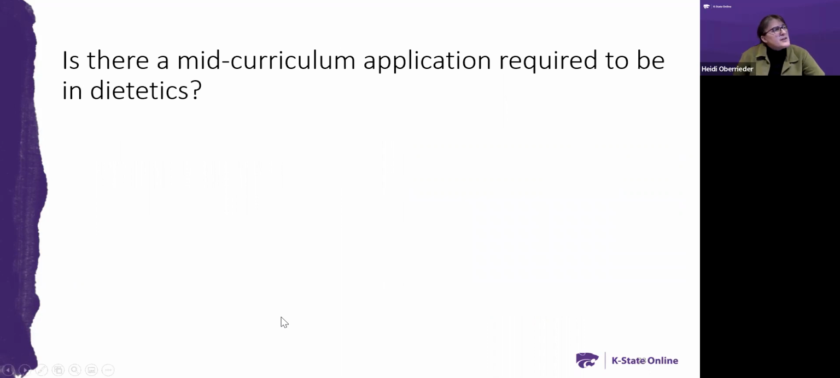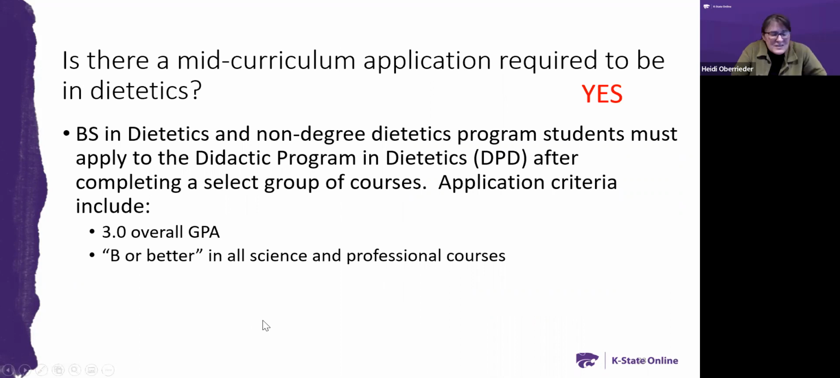Then there's this question. Is there a mid-curriculum, meaning you take some of the classes and then you have to stop and do this application in the middle? And you know what? Yeah, there is. So the BS in dietetics and the students that are earning that master's but tacking on the DPD courses must do this application process after they complete the sciences plus a couple of the nutrition courses. And in order to apply in that mid-curriculum cycle, you have to have that 3.0 overall GPA, and you must have gotten a B or better in the sciences and any of the nutrition courses you've taken with us. And again, that's setting yourself up for success in order to graduate, because you have to have that overall 3.0 to graduate in the BS in dietetics.